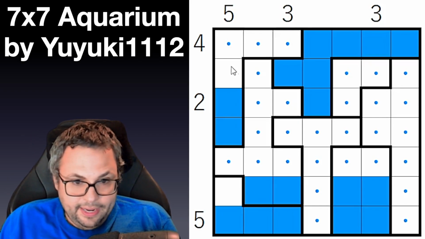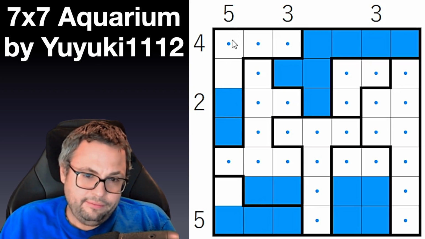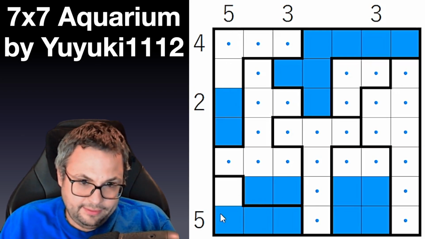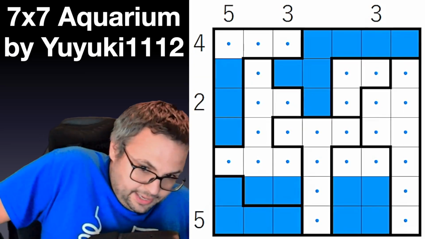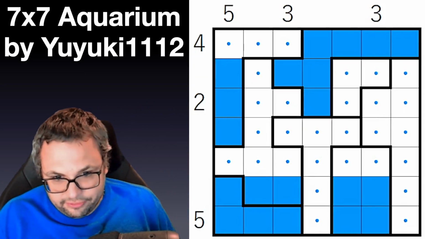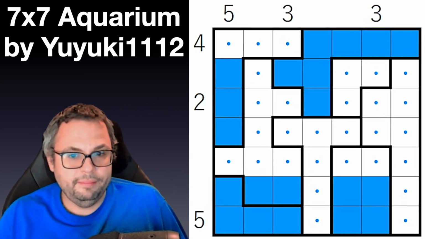And now I think I can finish this actually by looking at the first column and seeing that I need to water that cell and that cell in order to get to my 5. Very nice. So we have successfully filled our aquarium here.